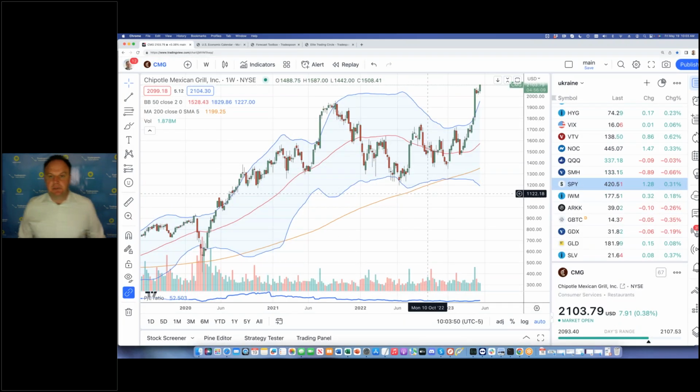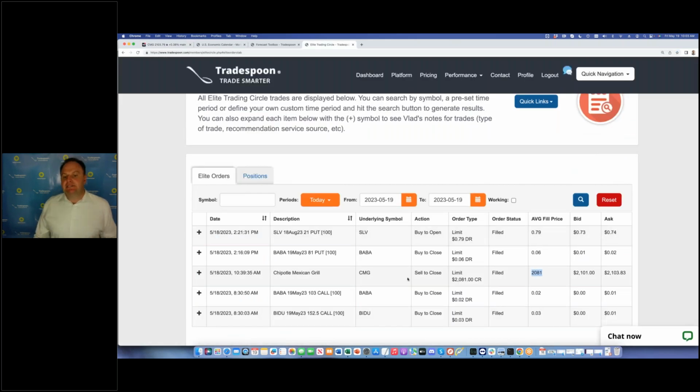Yeah, it looks like it continues to break out. So I trimmed, because my idea is selling into the rallies, but it still continues to go higher, right? Another 1%.